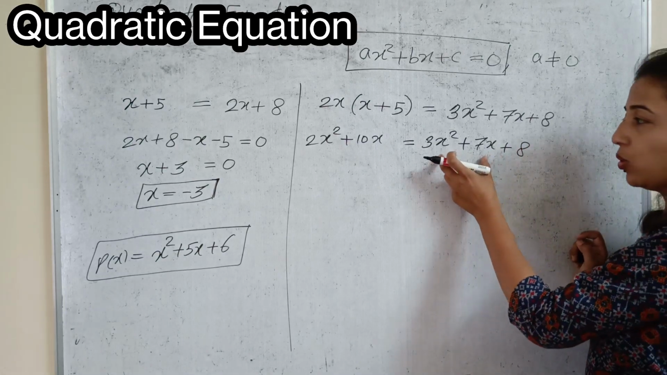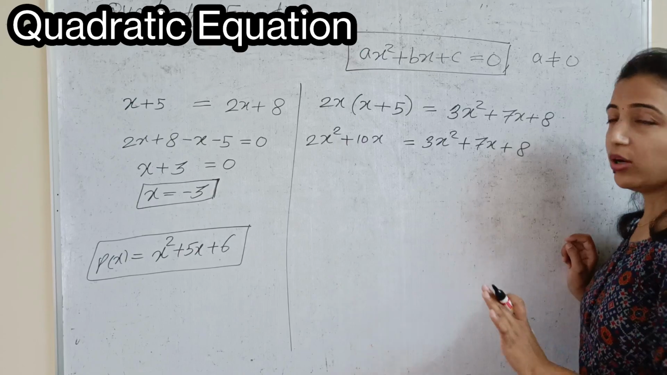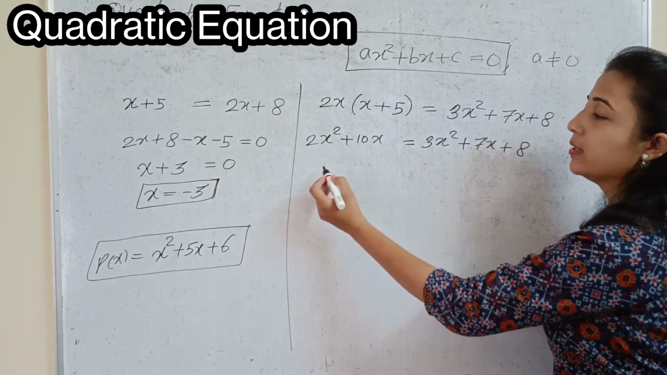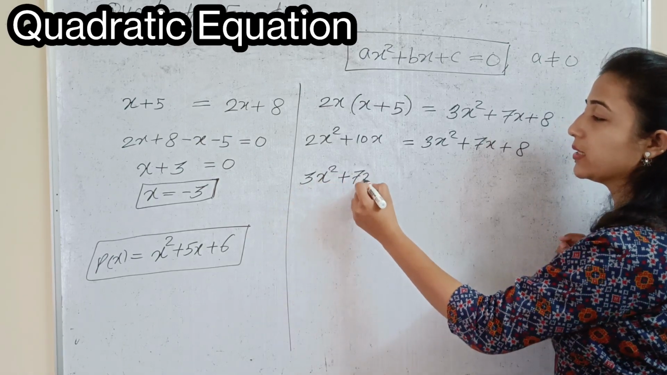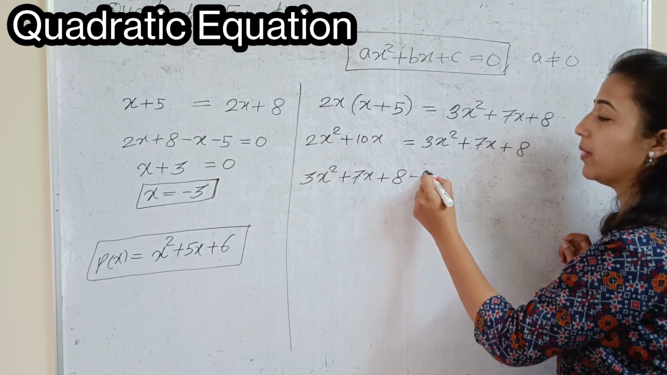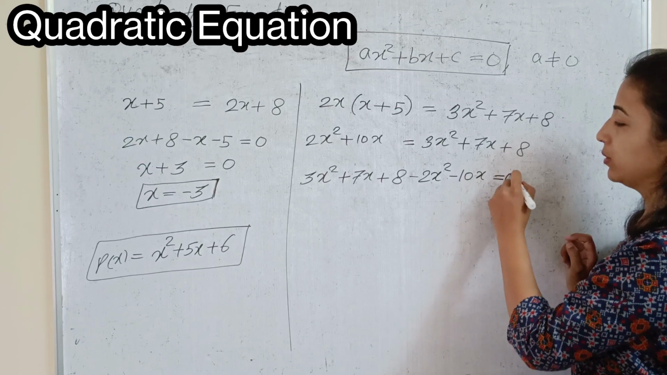Either you can shift this whole term to the left hand side or shift the other to the right hand side. Whatever we do, there is no problem. So I will shift this term to the right hand side. Here my terms are 3x square plus 7x plus 8. Now shifting this term across, it becomes minus 2x square minus 10x equals to 0.